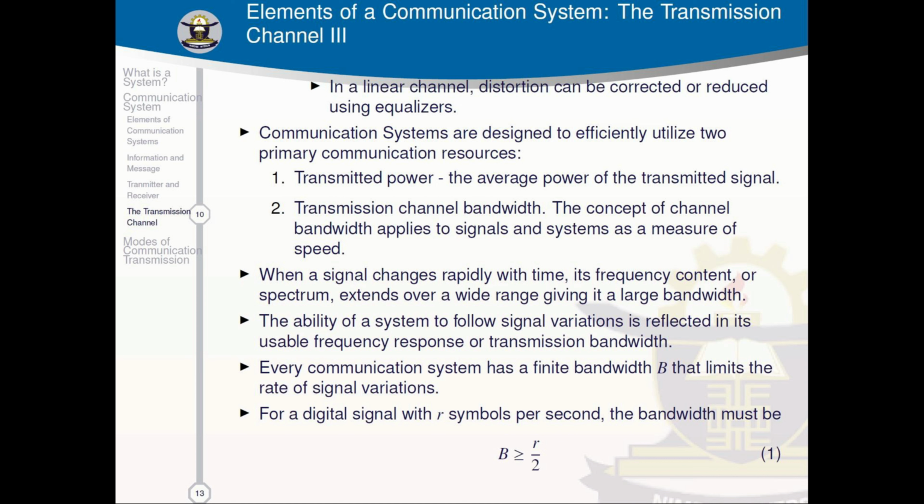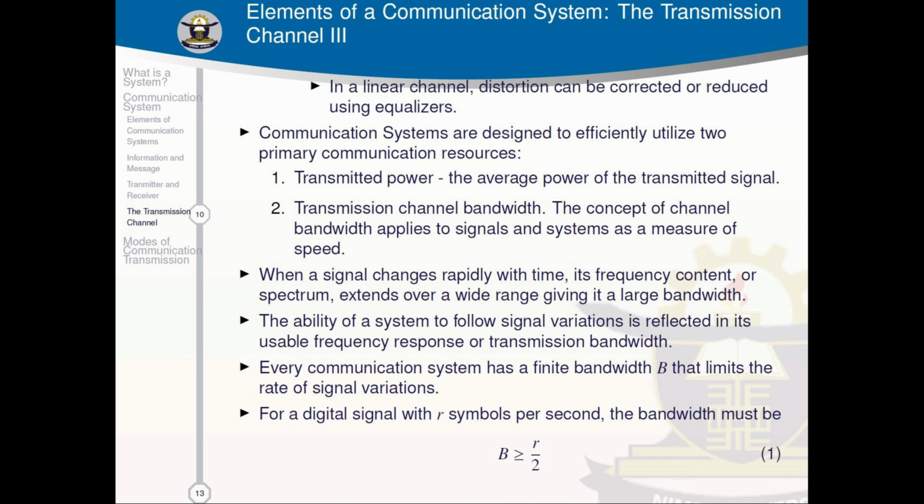So using such equalizing systems, distortion can be corrected completely or even very much reduced. The communication system is designed to be able to reproduce a replica of the information at the receiver, and so the system is expected to utilize two primary communication resources efficiently. We have the transmitted power, which is the average power of the transmitted signal, and the transmission channel bandwidth.